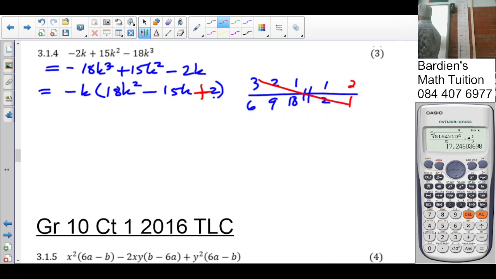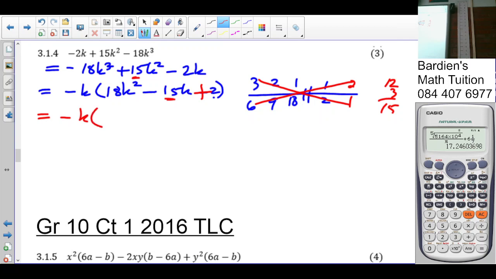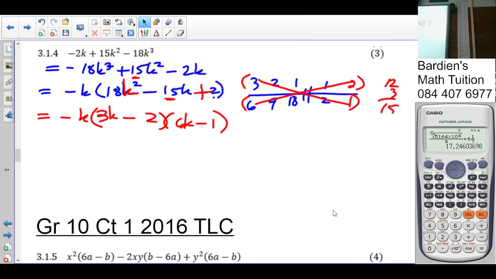So 1 times 3 is 3, 2 times 6 is 12. 12 plus 3 is 15, and that's what I want. So it's negative k into 3 and a 2 in a bracket, and a 6 and a 1. Here's k squared, so there goes k and k. What about the signs? The same sign in this case, but it's going to be negative.